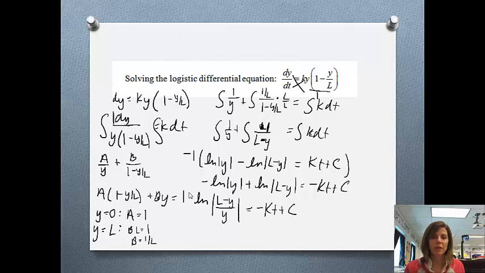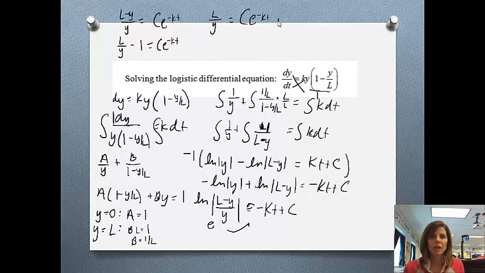Just like we did in the previous problem, we're going to go ahead and do the logarithmic loop. And when I do that, I'm going to get L minus y over y is equal to C e to the negative kt. I still need to solve for y, so I'm going to separate the numerator on this one. That will give me L over y minus 1 is equal to C e to the negative kt. Still in my quest to solve for y, I'm going to add 1 to both sides. So now I'll have L over y is equal to C e to the negative kt plus 1.